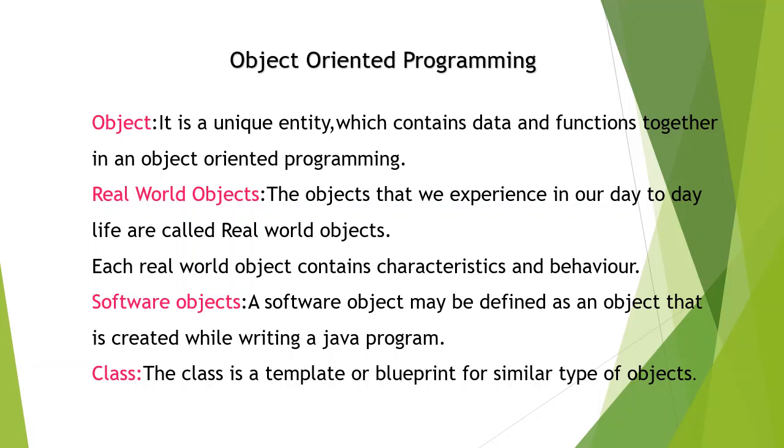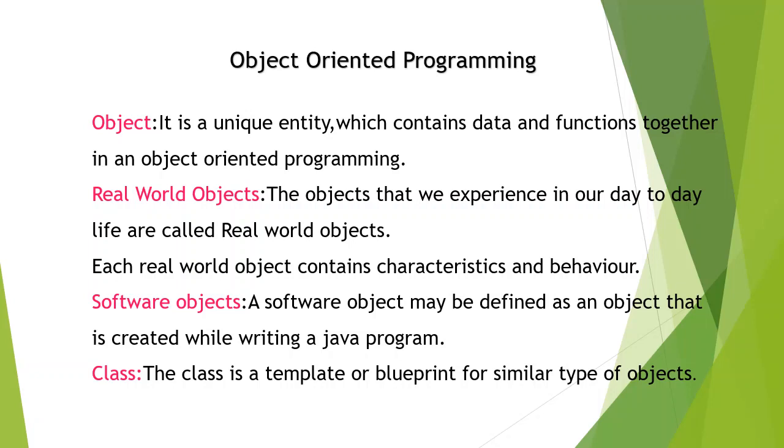Next, real world object. The objects that we experience in our day-to-day life are called real world objects. Example, we can take it as a window, door, pencil, pen. All these are real world objects. Each real world object is unique in its nature, like it consists of its own characteristics and behavior. For example, if we take a pen, what are the characteristics of pen? Okay, it has its own brand. Okay, and what is the behavior? It is used to write. This is called as behavior.